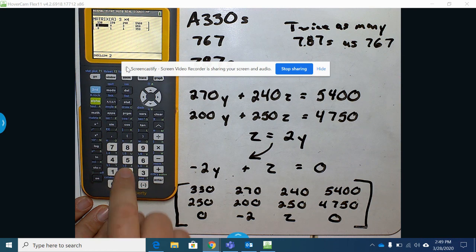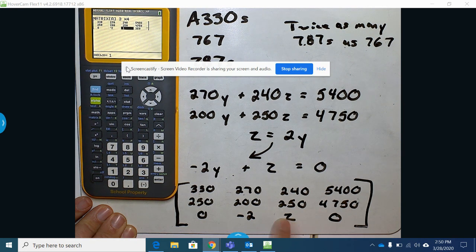Now to the next, 250, 200, 250, 4,750. Then 0, negative 2. Oh, that shouldn't be a Z. What should that be? That should be a 1. Sorry about that. And then 0.